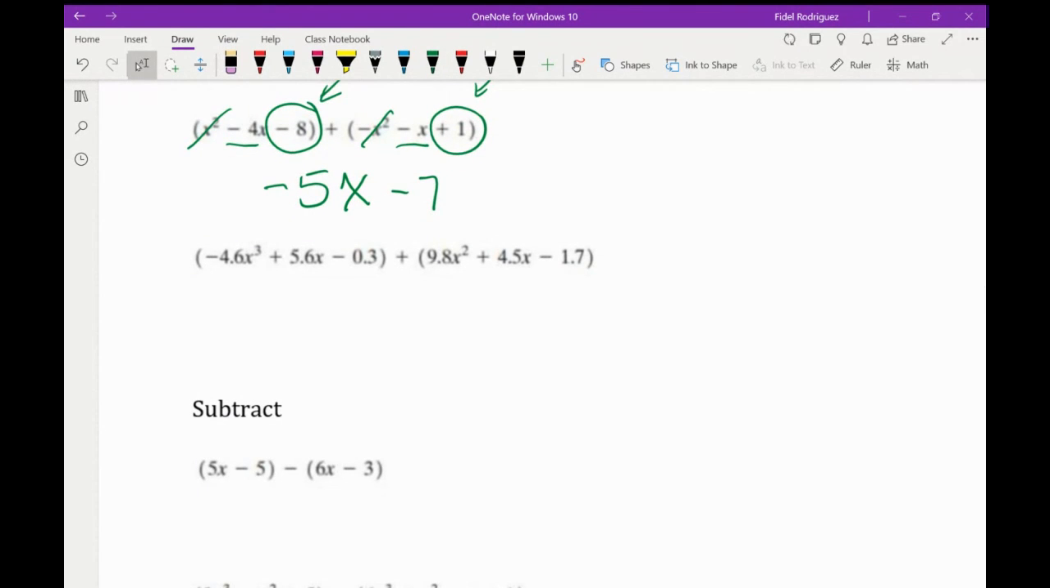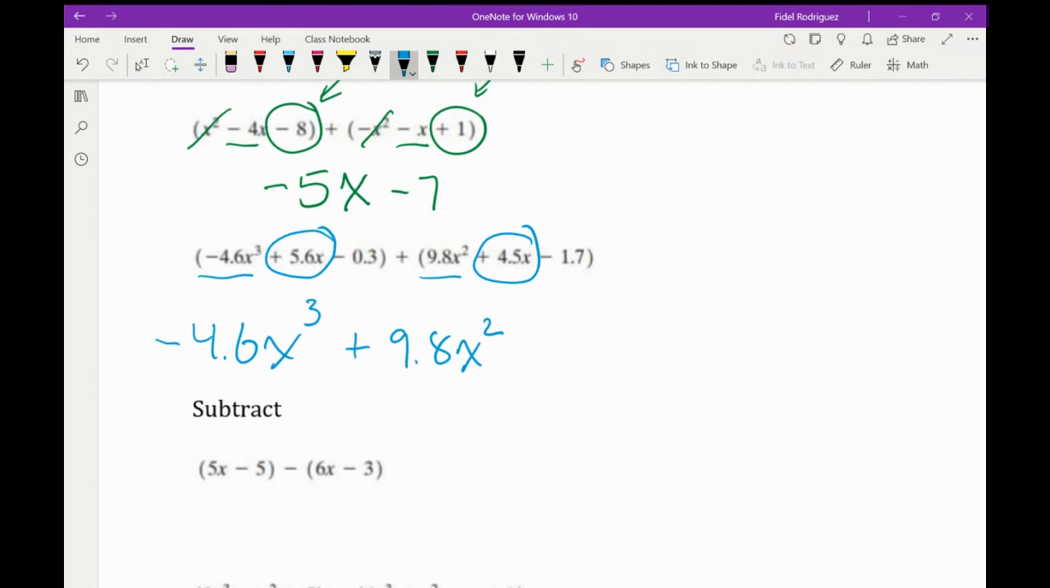And then for this one, guys, remember, I'm combining like terms. So there's no other x to the thirds other than that one. So I'm just going to write that down, negative 4.6 x to the 3. And there's no other x squareds other than this one, so I'm going to write down plus 9.8 x to the 2. And then I'm going to go ahead and combine these two. So 5.6 and 4.5 are going to leave me with, I'm just going to add those together.